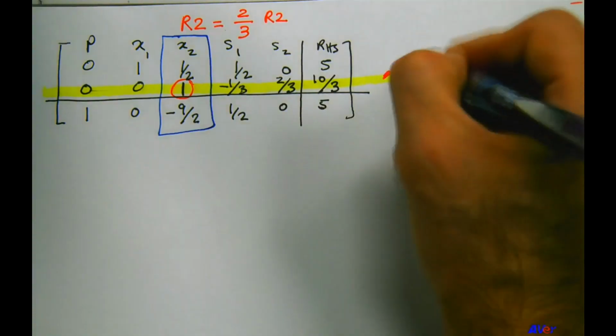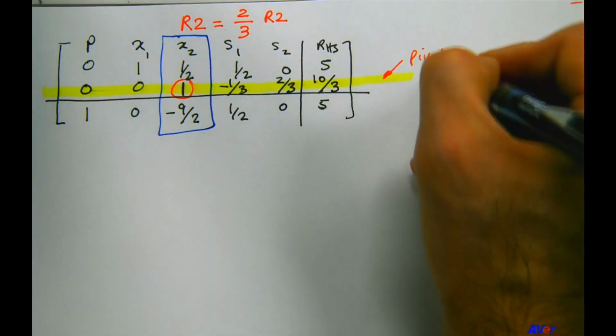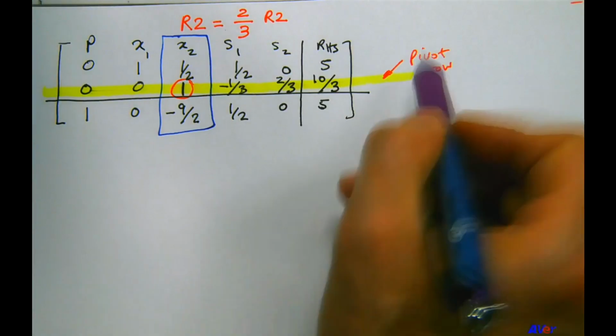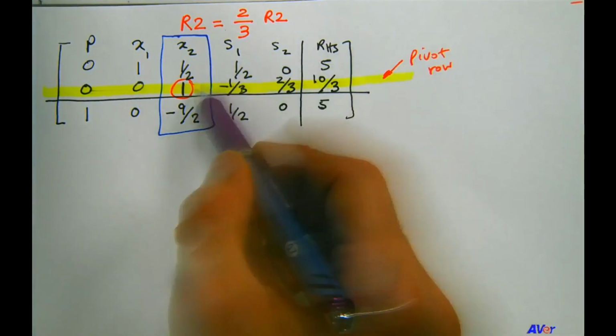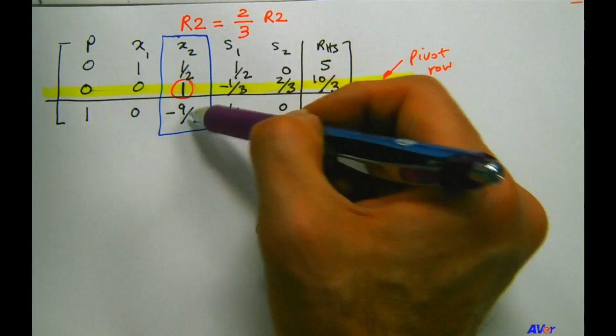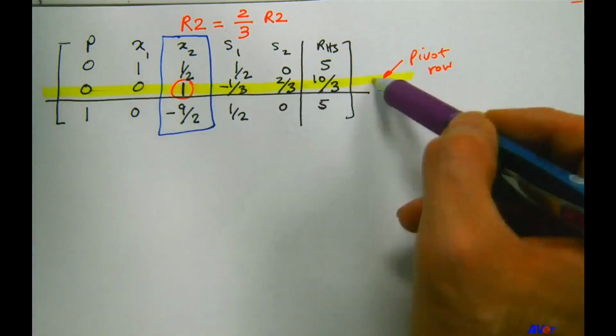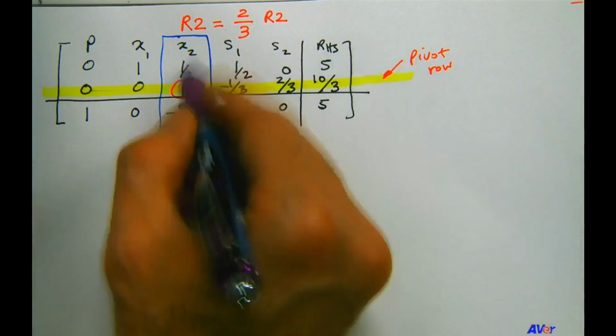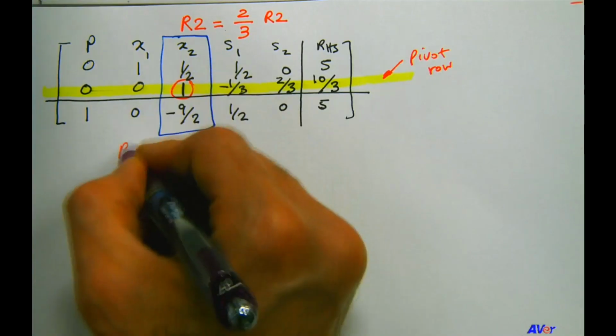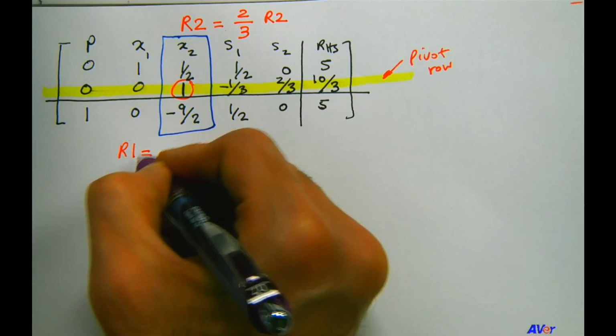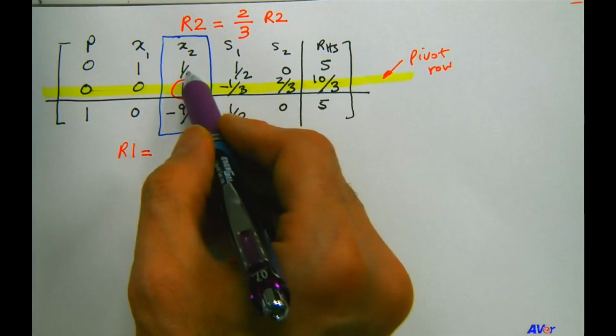This is our pivot row. Why is that? Because that row contains the pivot element. That's important. Why? Because it means in order to convert the 1/2 and minus 9/2 to 0, we're going to need to use the pivot row. So 1/2 is in row 1. Row 1 is equal to, how are we going to get a 0 in that spot?